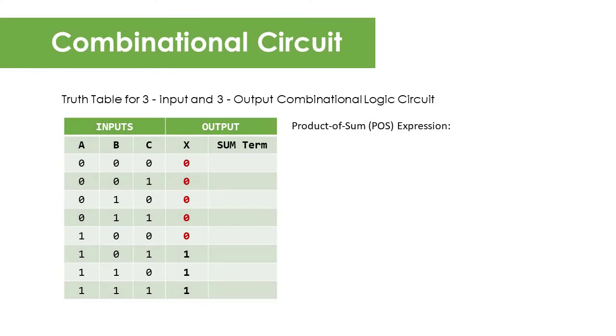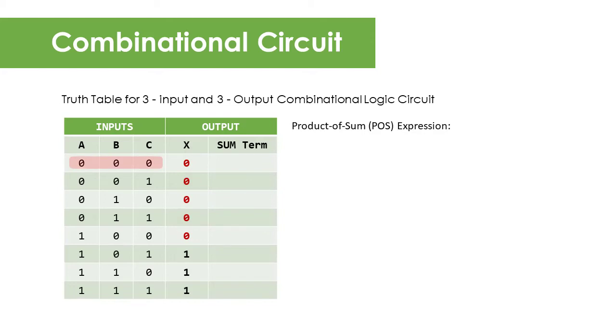So, for this instance, we must look for the output signal X that has a value of logic 0, and write the corresponding sum terms, commonly known as max terms. Sum terms can be achieved by using logical OR as the basis. An OR gate will only produce a logic 0 if all of its input signals are at logic 0.